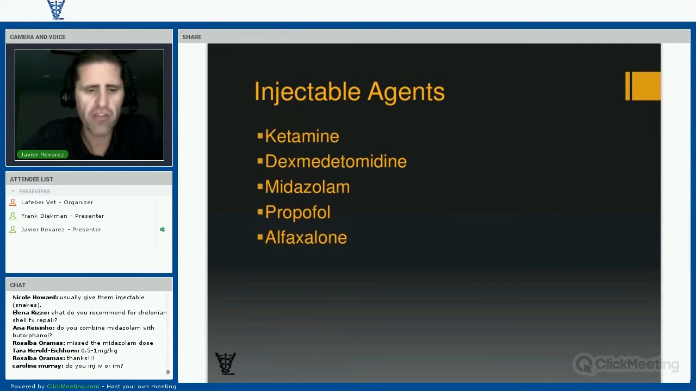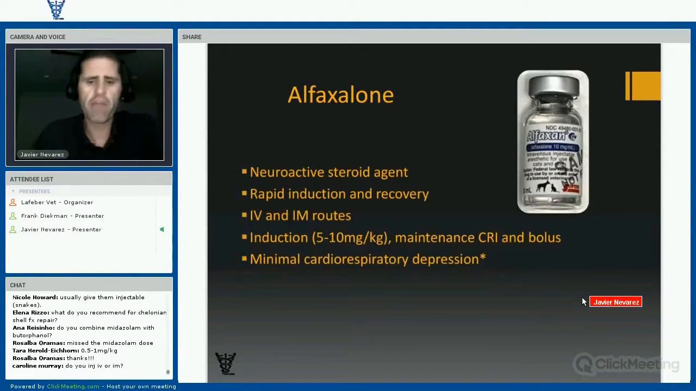And then the newest one that's been around in the market for a little bit now, at least in the United States, in other parts of the world it's been available for quite a bit of time now. But here in the United States, alfaxalone has become available. Still somewhat expensive, but there's certain circumstances where alfaxalone is going to be your drug of choice. And those of you that may not be familiar with alfaxalone, alfaxalone is a neuroactive steroid agent. It causes very rapid induction and recovery in reptiles. Just with alfaxalone by itself, you typically get 30 to 45 minutes of either sedation or full anesthesia, depending on the dosing. It can be given either intravenously or intramuscularly.